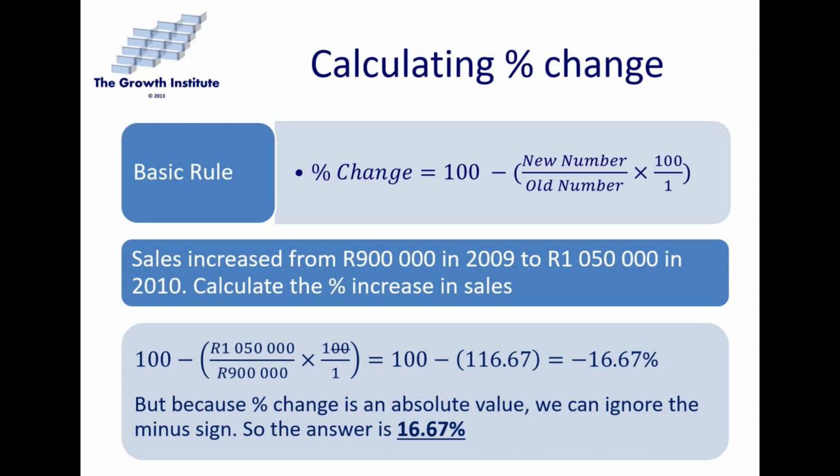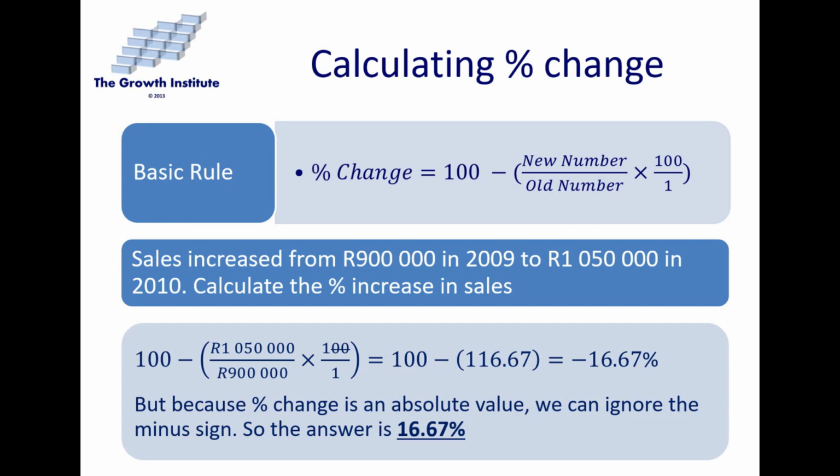So next thing we can do is calculate a percentage change. And here is the basic rule. The change is equal to, and I've given you, 100 minus the new number over the old number multiplied by 100 over 1 to get a percentage, and all of that in brackets. Okay, so let's now just look at the way it is applied.